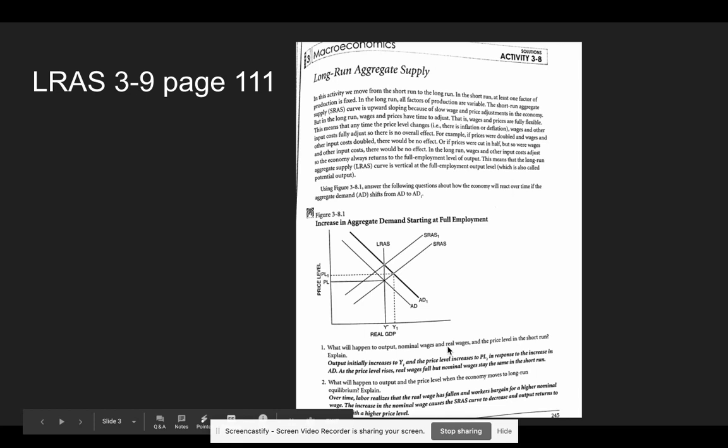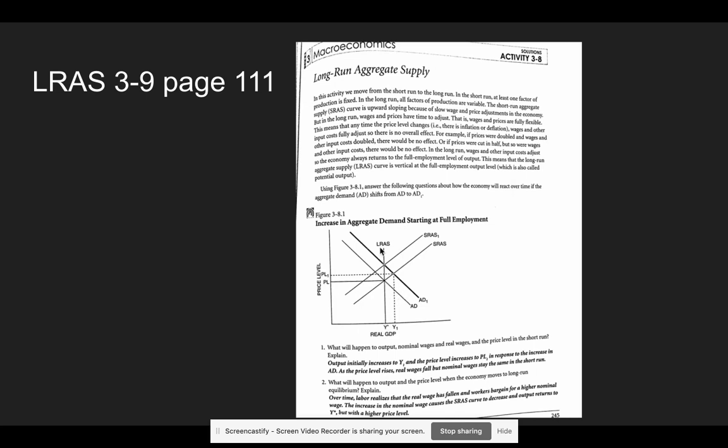We're looking at what happens when we have our AD and our SRAS curve, and now the introduction of the long run aggregate supply curve. So our first question here: what will happen to output, nominal wages, real wages, and the price level in the short run if there's an increase in aggregate demand?